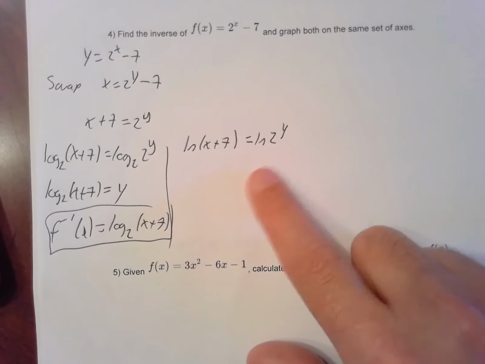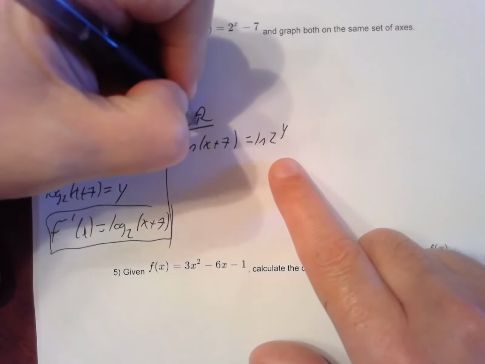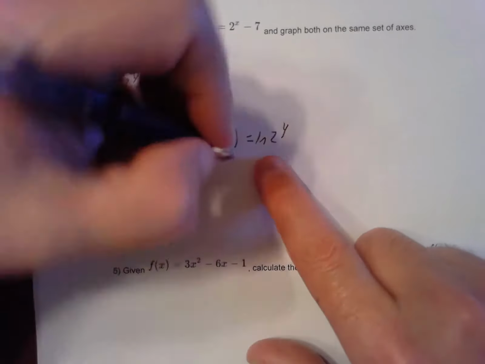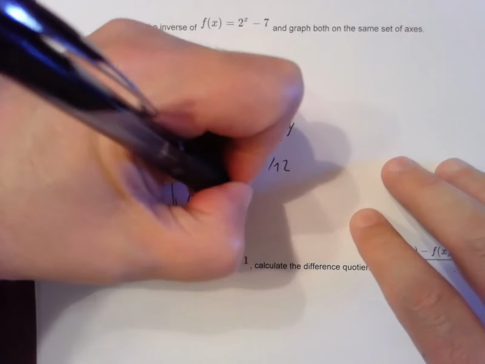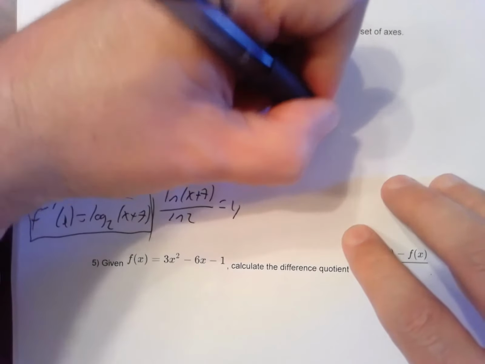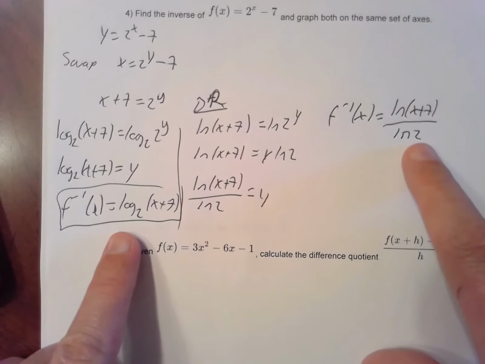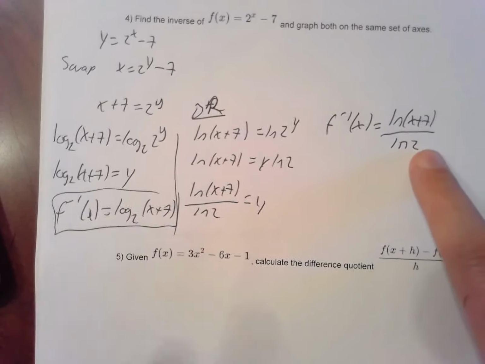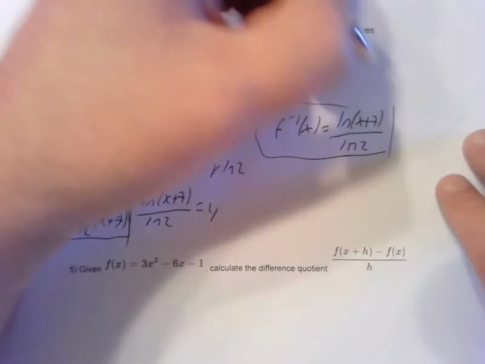Or maybe you got here and took natural log. These do not cancel. They're not the same base. Let me put here, or. That's an or. That's a very ugly or. Or. So here the y just comes down. And then you have to divide by the ln of 2. And you would get f inverse equals ln of x plus 7 over ln of 2. Those are, in fact, the same. Either one is fine. Use the change of base formula to get between them. Okay, so now we're supposed to graph these.